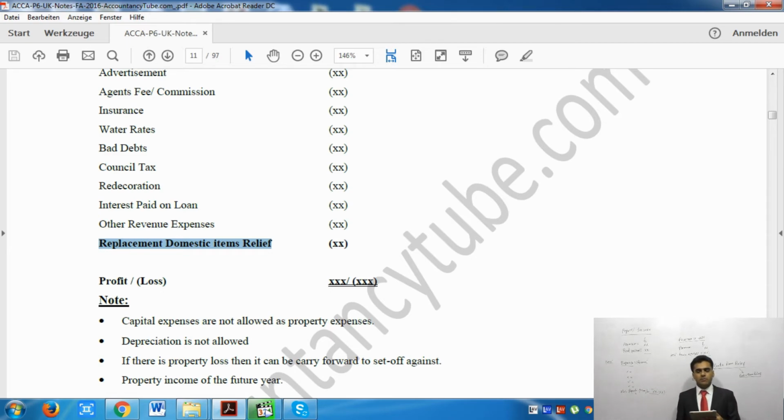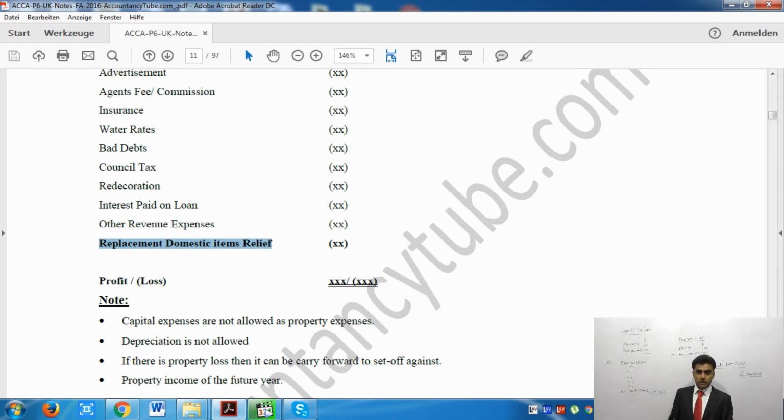Now what happens is that because it is a replacement of domestic items relief, when you are replacing an asset, obviously you are selling the previous asset. Now when you sell a previous asset, then you buy the new asset. The amount which you have sold the old items for will be deducted out of the replaced cost.